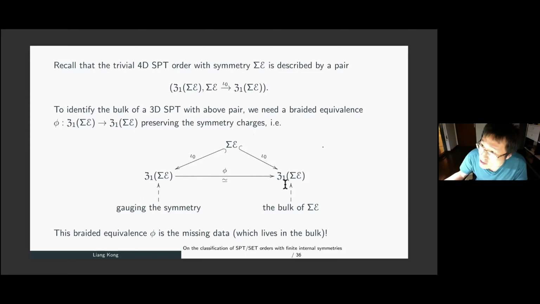Bulk is also given by the center, remember, by the boundary-bulk relation. So the left side and the right side have a very different origin. So it is a very non-trivial condition to require them to have a braided equivalence. And the braided equivalence should preserve the symmetry chart to make the diagram commute. So this braided equivalence is the missing data, and this missing data is living in the one-dimensional higher bulk. It's not in the same dimension.